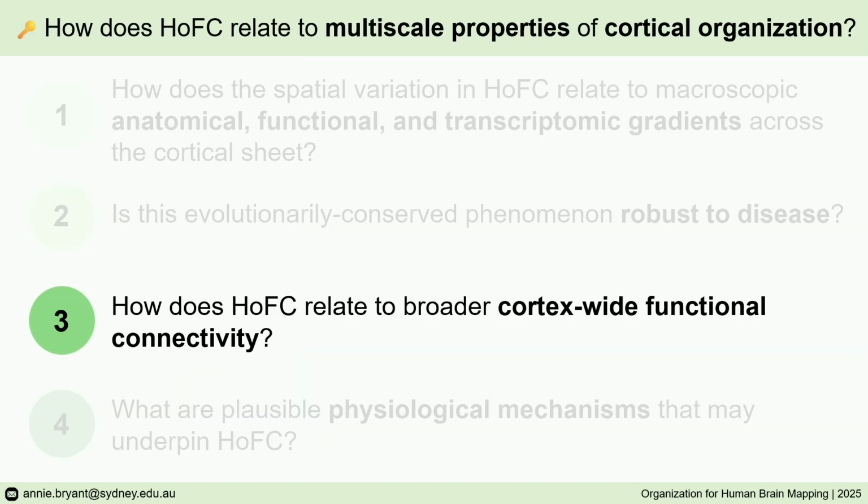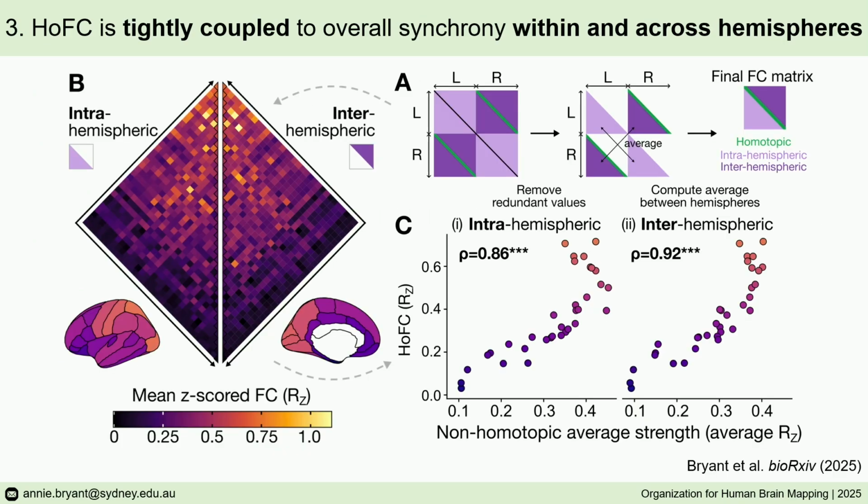Since we've established that homotopic coupling is associated with key fundamental axes of cortical organization and robust to disease, we next asked how it relates to cortex-wide functional connectivity. And here we wanted to understand how a region's homotopic coupling magnitude relates to its overall functional connectivity, both within and across hemispheres. And so I've attempted to depict our method schematically, where we collapse across the left and right sides to yield one intrahemispheric and one interhemispheric coupling value per region pair, which gives us this FC matrix shown on the left in panel B.